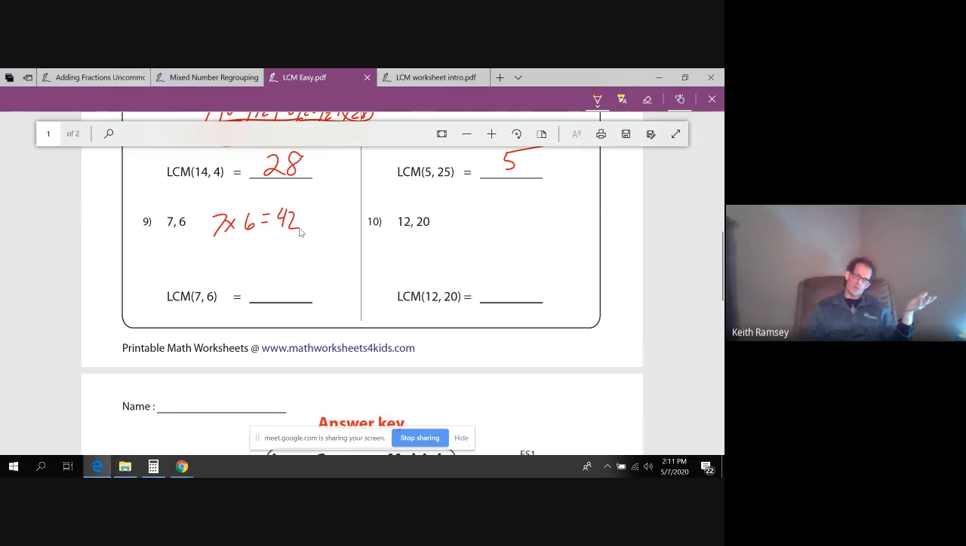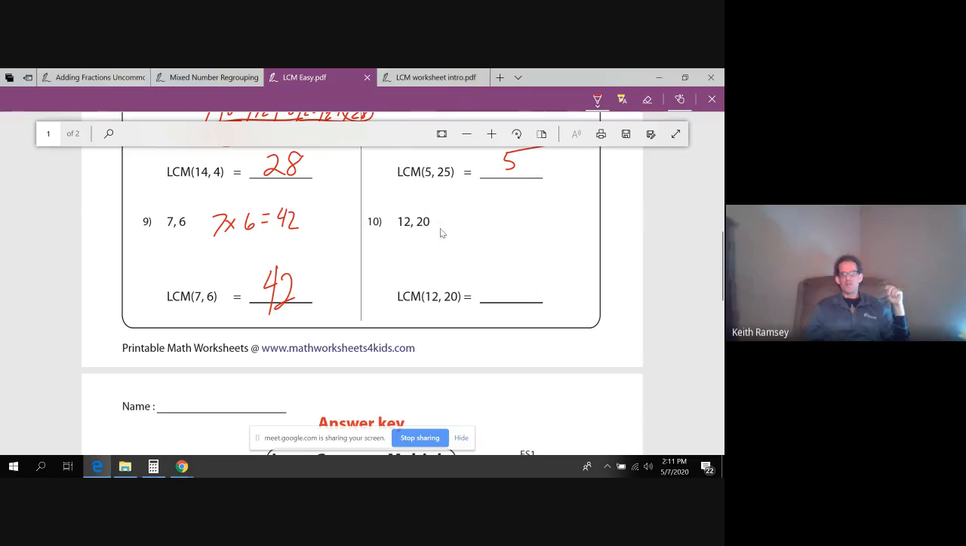Or you could do it the long way and do 6 times 2 is 12, 18, 24, 30, 36, 42, until you eventually get to 42. But I always find the shortcut is if one number is prime and the other number is not a factor of that number, they just multiply the two of them by each other and you get the least common multiple.